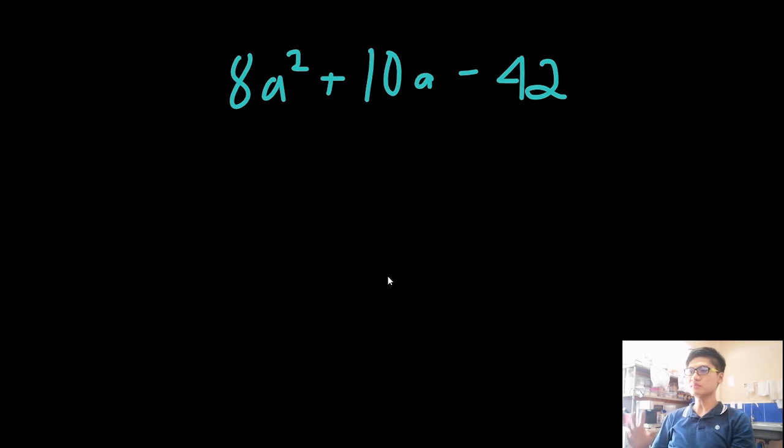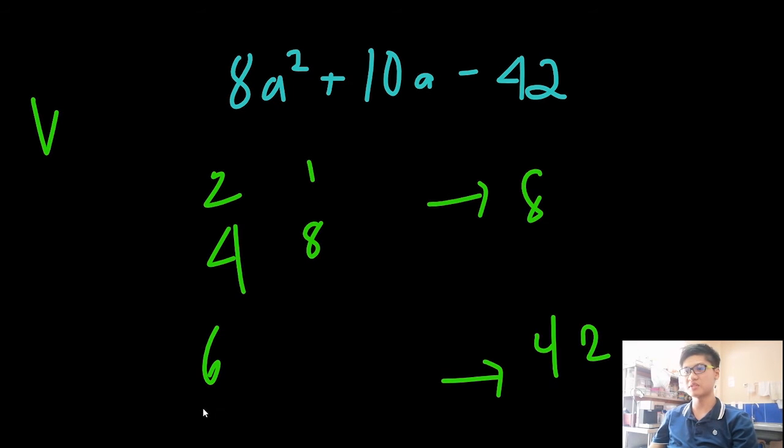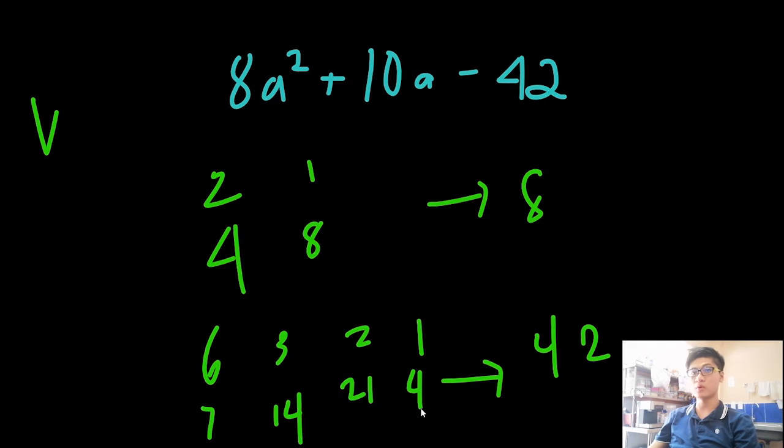All right. Now, for the vertical method, we're going to be lining up the factors of 8a squared, or just 8, and then the factors of 42. All right. Now, factors of 8, we have here 2 and 4. Oh, wait, sorry. 2 and 4 and 1 and 8. And then factors of 42, we have here 6 and 7, and then 3 and 14, 2 and 21, and 1 and 42.